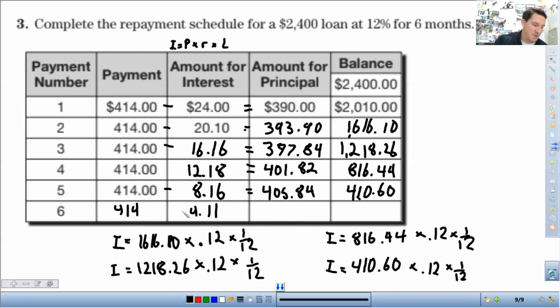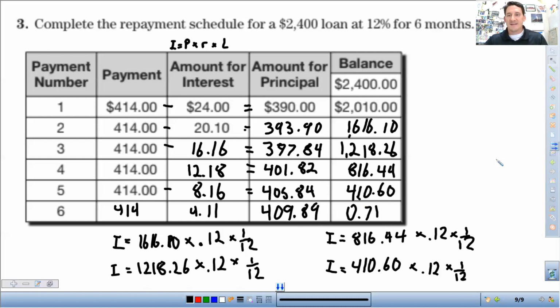That comes out to 4.11 when we round. So 414 minus 4.11 comes out to 409.89. And then when you subtract the amount to principal, 410.60 minus 409.89, you get 71 cents. So it doesn't work out quite evenly, but that's what happens. Sometimes you're going to be a little bit off. What happens is they just tack that 71 cents onto the last bill or something.